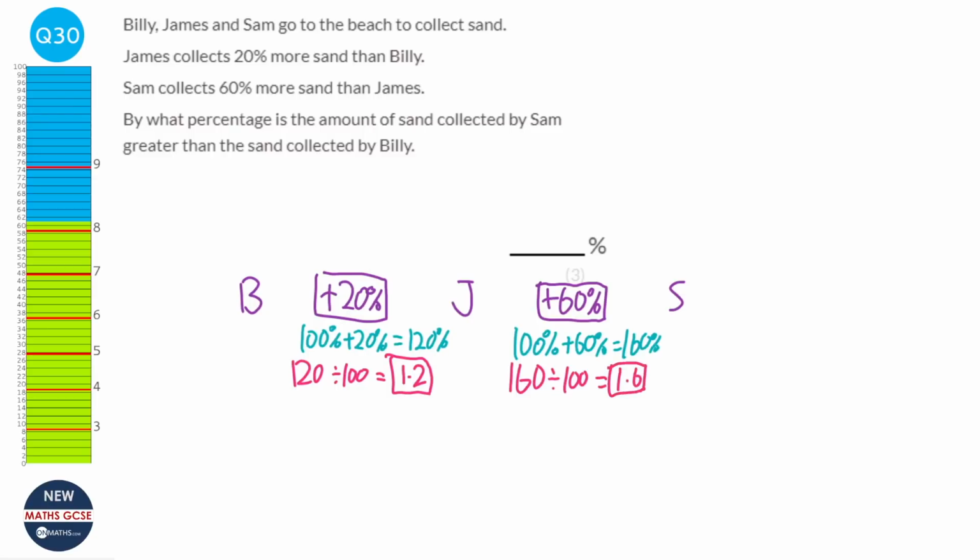Now it says, by what percentage is the amount of sand collected by Sam greater than the amount Billy? So what we're going to do is start off with Billy being 100%. We're going to times it by the 1.2, and then times it by the 1.6, and find out what the final percentage is. So when we do that, we get 192.